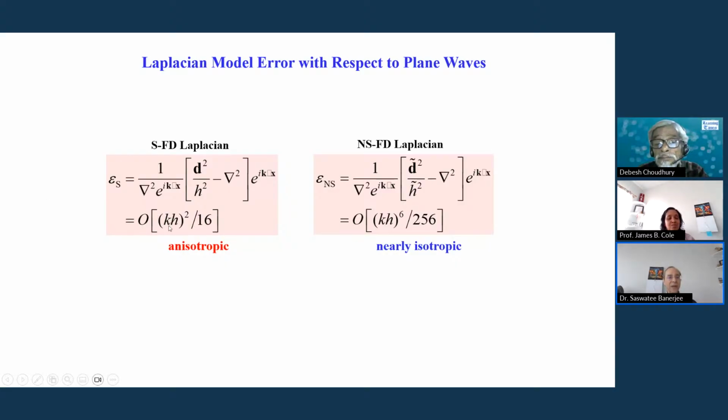It's kh squared, where k is, remember, the wave number, divided by 16. Here it is: kh to the 6th divided by 256. So this is a very small error. And so in 2 and 3 dimensions, we have a nearly exact representation of the wave equation.